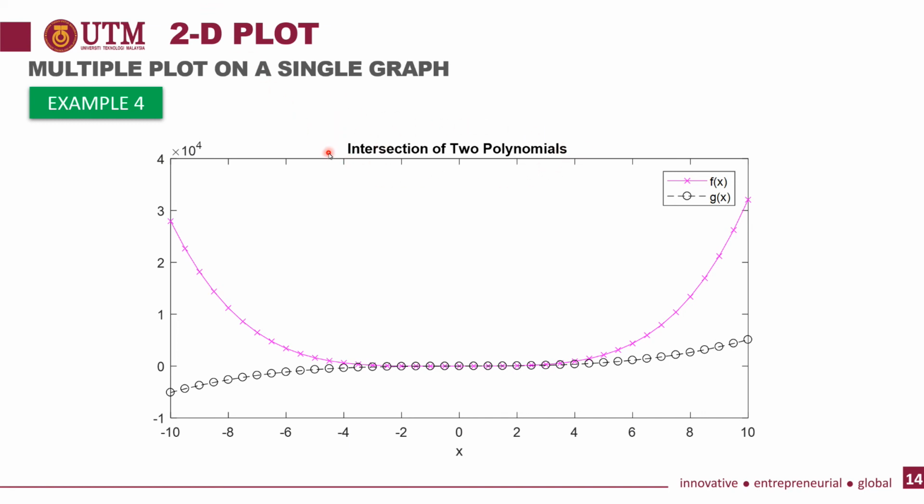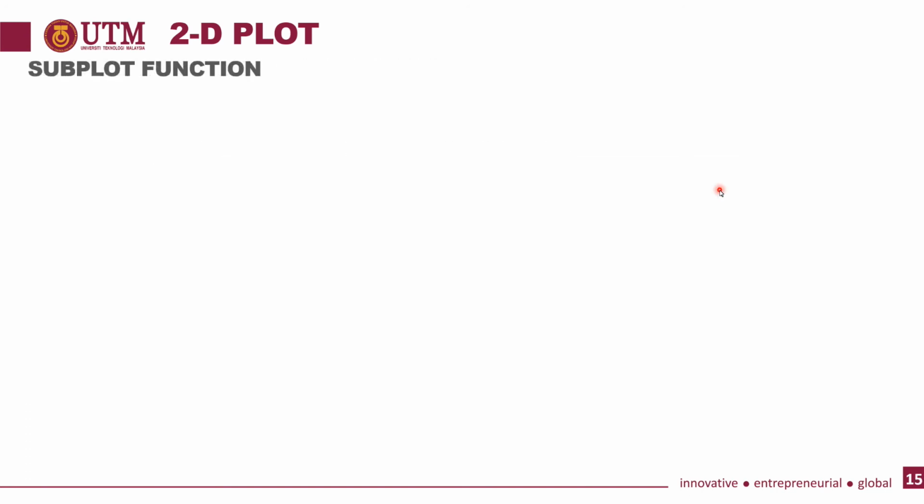So this is how you can create a multiple plot on a single graph. If you are asked to create a multiple plot on a single graph, you must put a legend, so that people will know which one is which. All right, next is the subplot function.